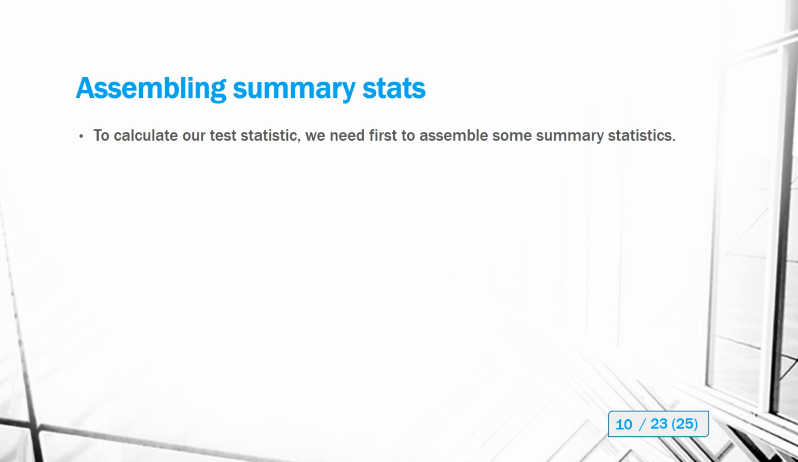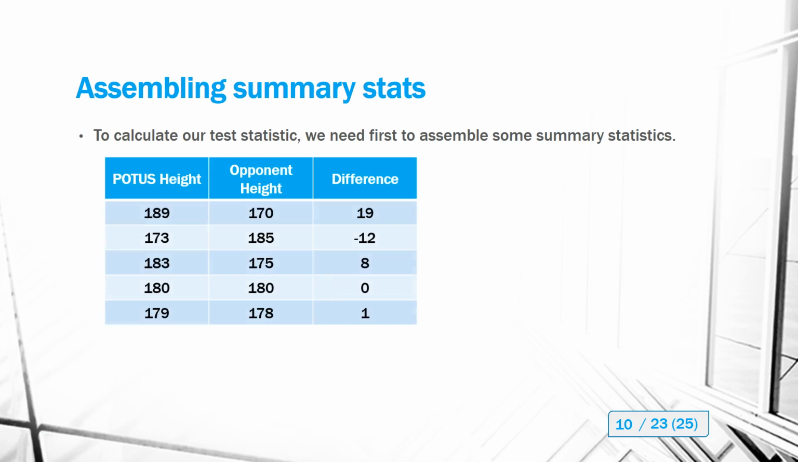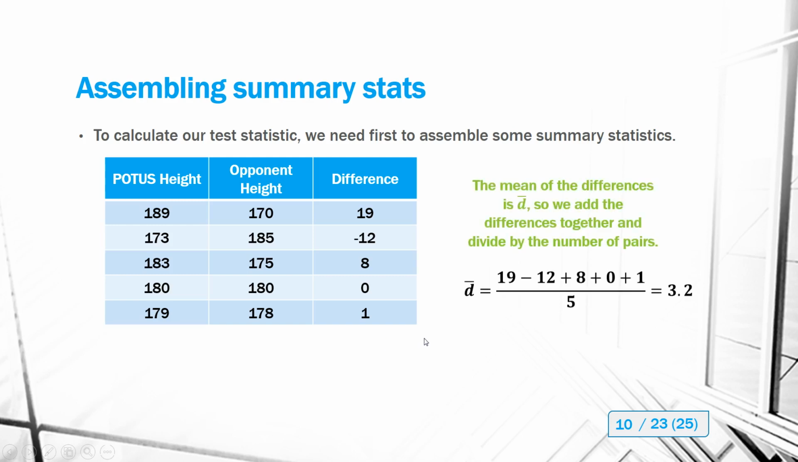Before we evaluate the test statistic, we need to assemble some summary statistics. Here I have a table that we saw previously, but I've added another column where I've calculated the differences between individual matched pairs. These are my D values. So 189 minus 170 gives me 19. 173 minus 185 gives me negative 12, and so on and so forth. Then I need to find D bar, which is the mean of the differences. If I take these differences and average them out, I get 3.2. This then, 3.2, is my D bar value.